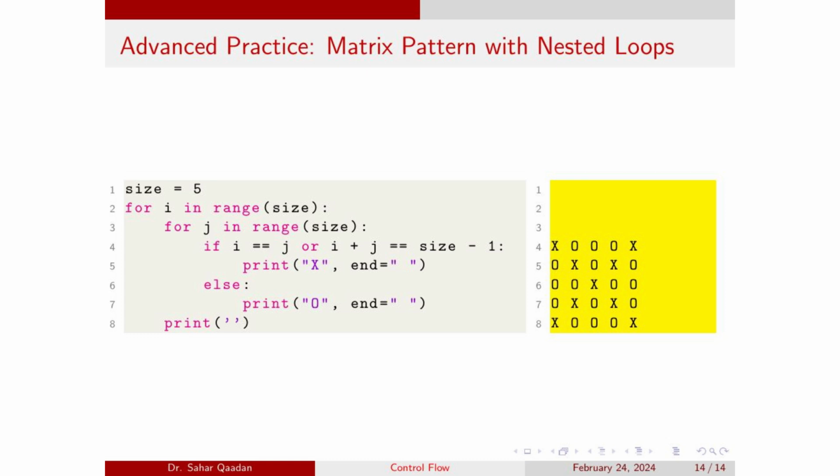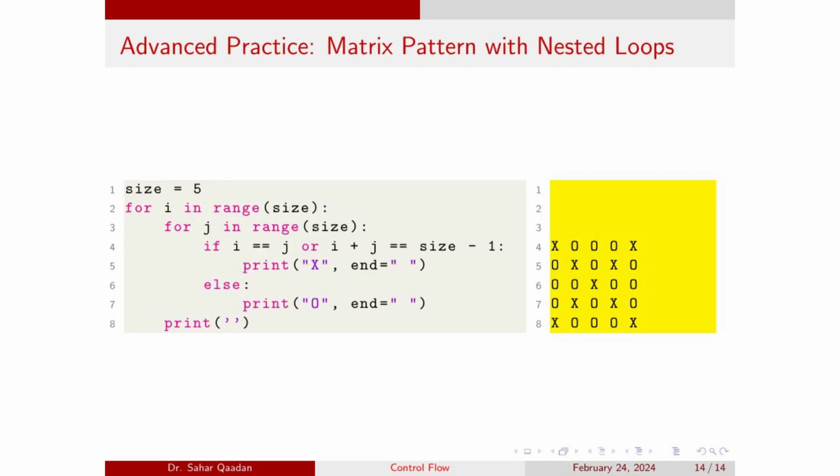Now we do a grid pattern with X and O. Size = 5 means a 5 by 5 grid. Outer loop is rows, i. Inner loop is columns, j. We print X on two diagonals. Main diagonal, i equals j. Other diagonal, i plus j equals size minus 1. Everywhere else we print O. This is a classic matrix logic problem, and it appears a lot in robotics, computer vision, and grid-based maps.